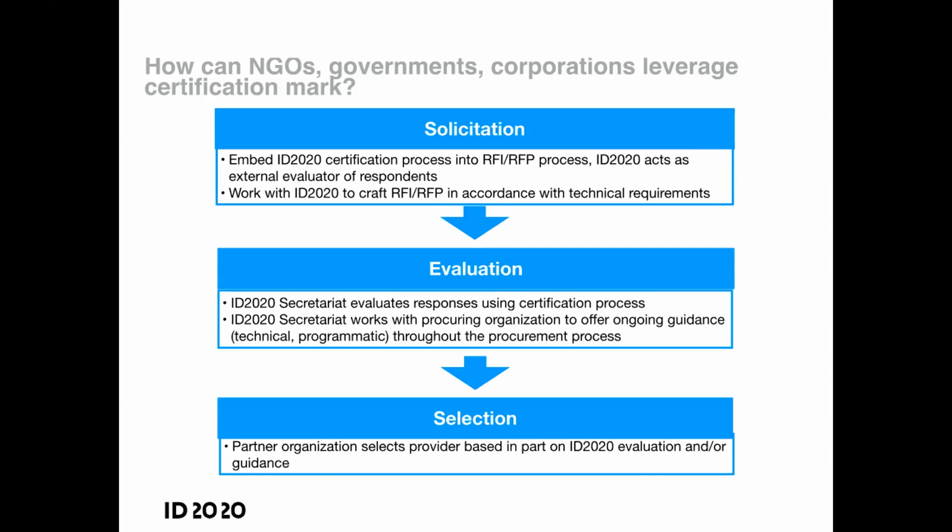So if the certification mark or the technical requirements are used, partners can then benefit from ID 2020 guidance during the evaluation phase. The Secretariat can work with the provider to evaluate responses using certification as a repeatable process, and the Secretariat can work to offer ongoing guidance from a technical or programmatic standpoint. And all of that leads up to selection, when a procuring organization could select a provider based in part on guidance that we can offer.